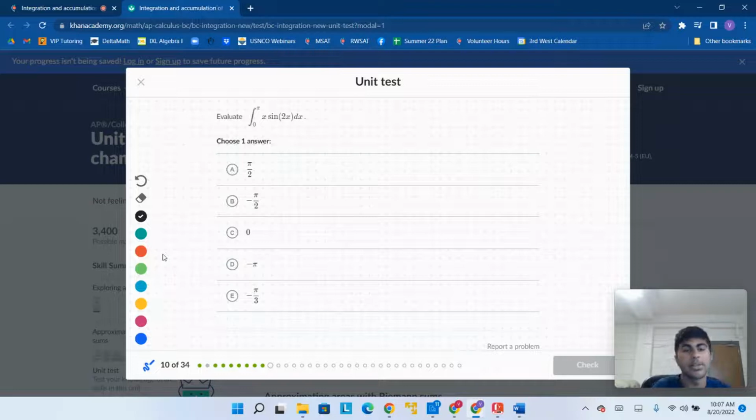Evaluate the integral from 0 to pi of x sine 2x dx. This is going to be the same thing, the integration by parts idea. So how are we going to set this up? Well, we can pick v as x.